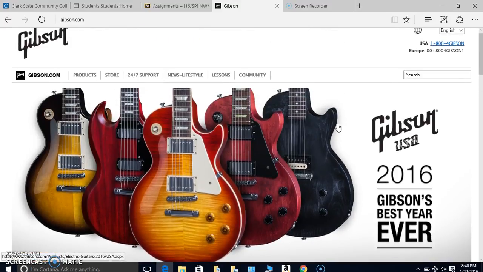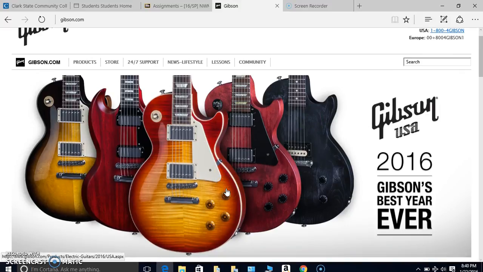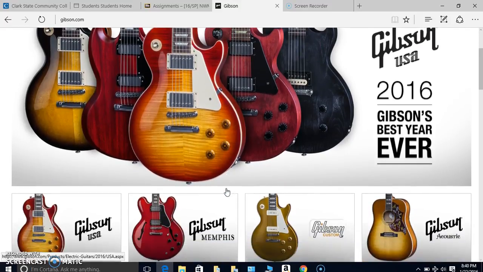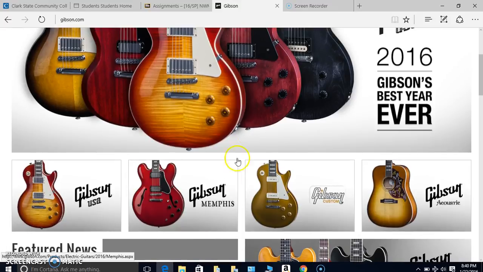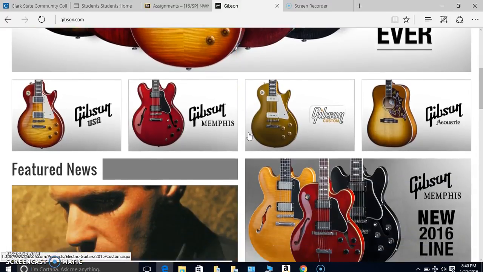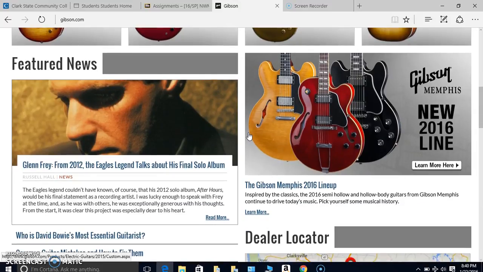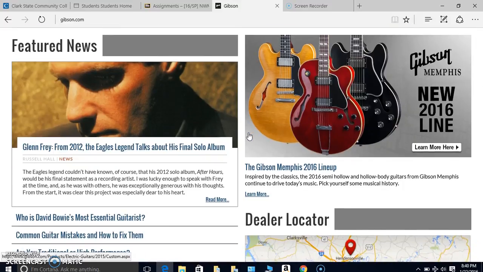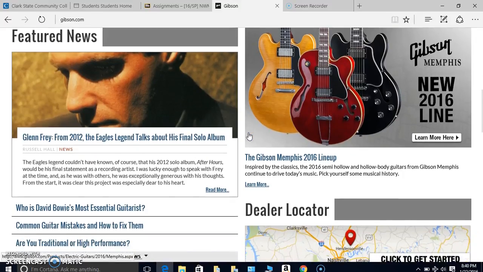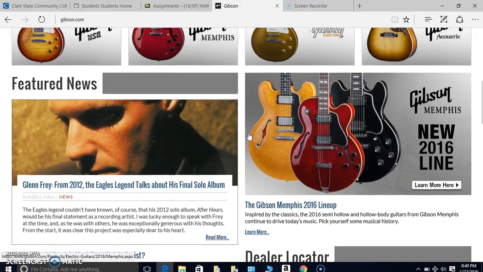The next thing I wanted to talk about is rhythm, which is the repetition of elements. And for the Gibson website, I like to point out the guitars, which is the product, the graphics, as the repetition. As we scroll down, guitars is really a recurring theme on this web page, and it only makes sense because Gibson is a company for guitars, and that is what they are selling. So of course we're going to see a repetition of that theme.